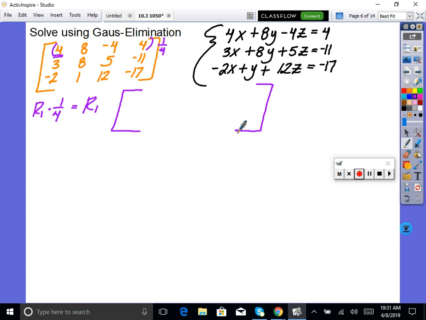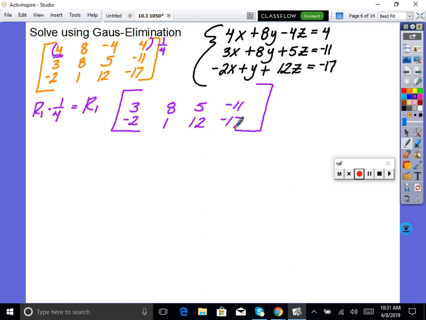So watch what else I do next. Before I even write in my new row 1, I say the only thing I'm changing is row 1. So I'm not changing row 2, so I write that in real quick. Because people get tempted to change multiple rows on accident. So I write in what I'm not changing, so I'm not tempted to do that.